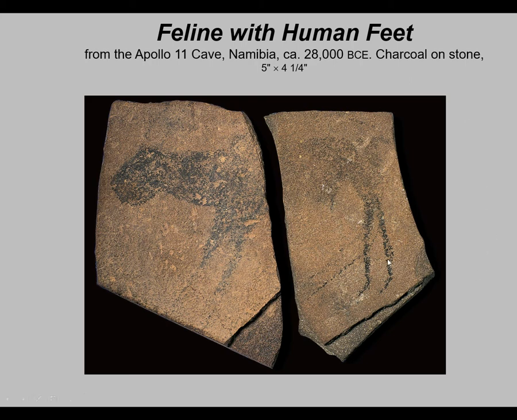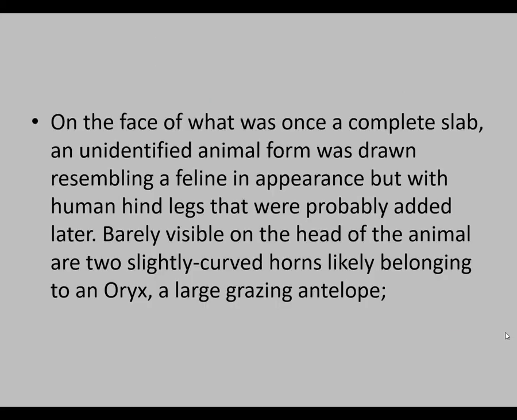Don't spend all your brain power memorizing dates. It is charcoal, so a burnt substance drawn on stone. And this is called a feline with human feet, so that's why it's italicized there. All right, so this is a feline head with possible horns and human-like legs. So it's on a slab. So barely visible on the head of the animal are two slightly curved horns.